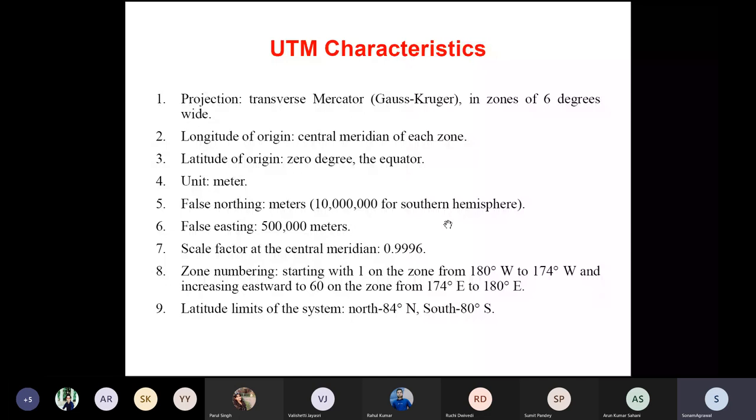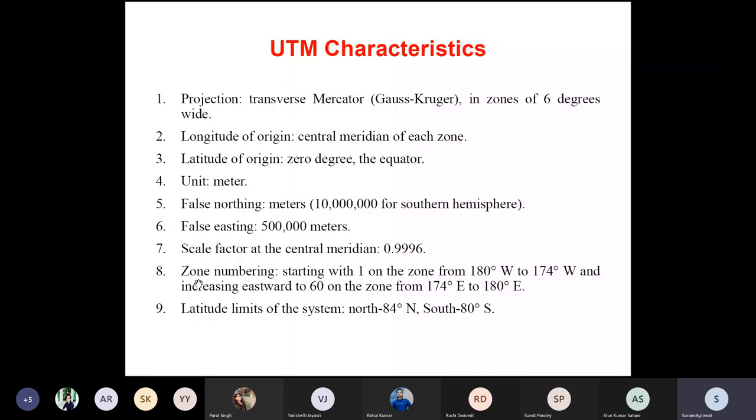So these are the UTM characteristics. Projection is Transverse Mercator projection in zones of 6 degrees wide. Longitude of origin is the central meridian of each zone. Latitude of origin is 0 degree, the equator. Unit is meter. False northing is 100 lakh for the southern hemisphere and false easting is 5 lakh meters. Scale factor at the central meridian is 0.996.